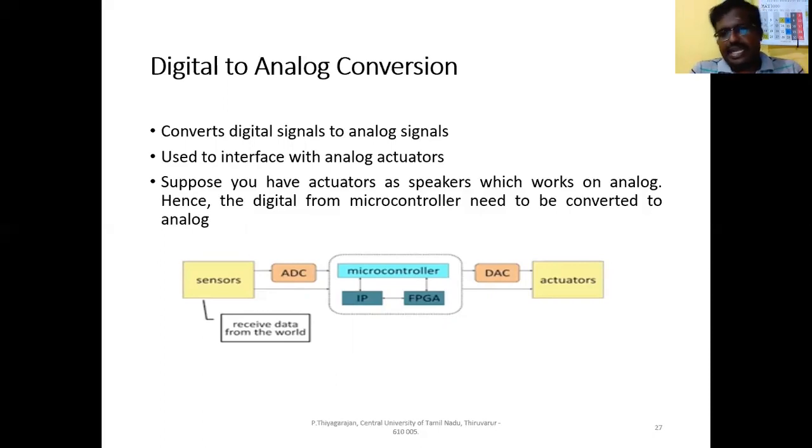Suppose, again, we have discussed a list of actuators. One such actuator is an output, which is nothing but a speaker. So the digital signal which comes out of the microcontroller will have to pass to this DAC, which will convert the digital to analog, and we will be able to hear the sound. This is how the digital to analog conversion works in the embedded architecture.